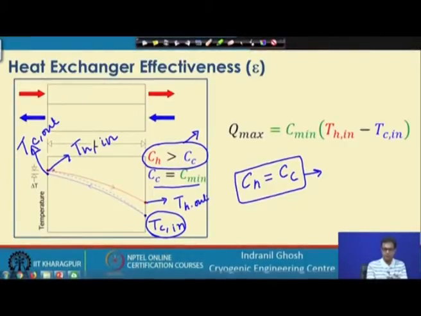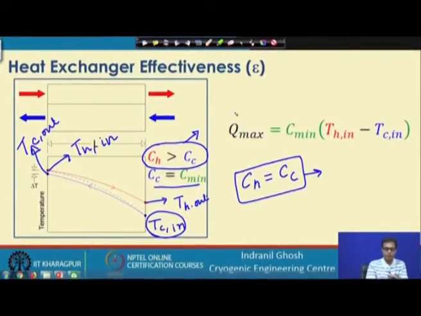But please remember that this condition is only valid under certain conditions, and the conditions are like this: there is no external heat leak, there is no axial conduction of heat, and there is an infinite amount of heat transfer surface area involved in the process. So, basically this is an ideal heat exchanger and we are trying to find out the ideal heat transfer that is taking place.